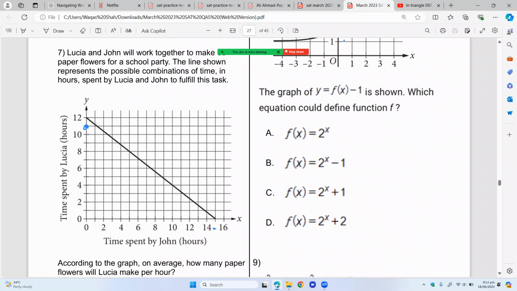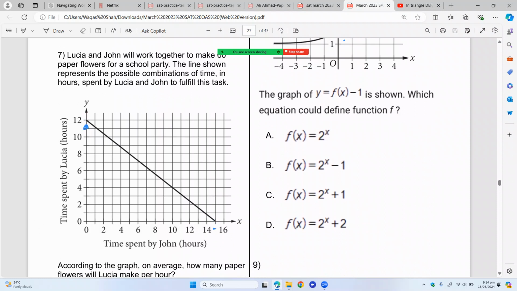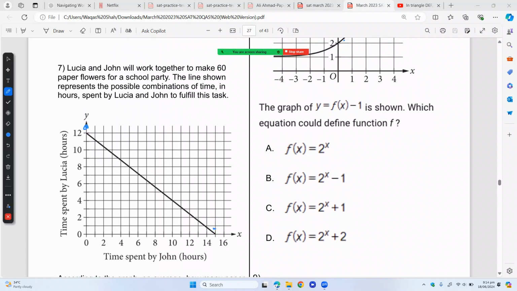So we will only find the number of flowers made by Lucia. It means that we will use this point, because this is the point where John is not spending any amount of time and Lucia is making the total number of flowers. So it means that she will spend 12 hours.